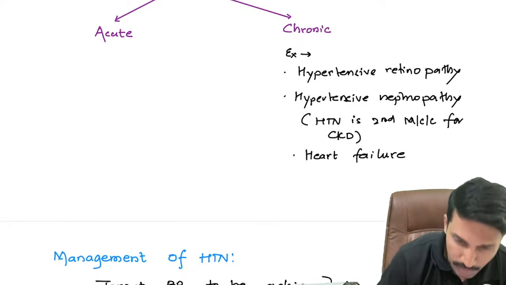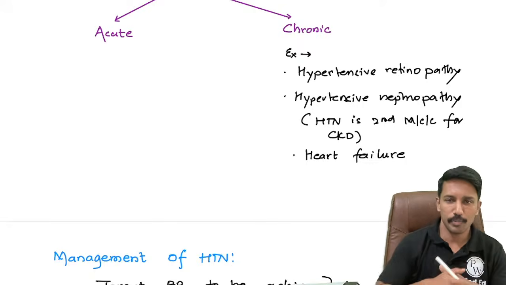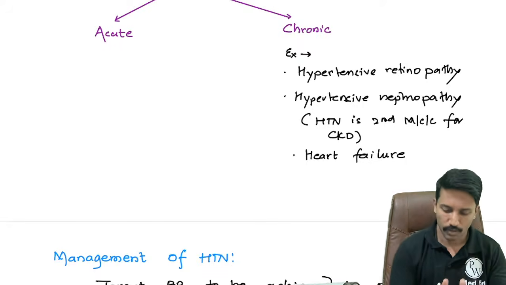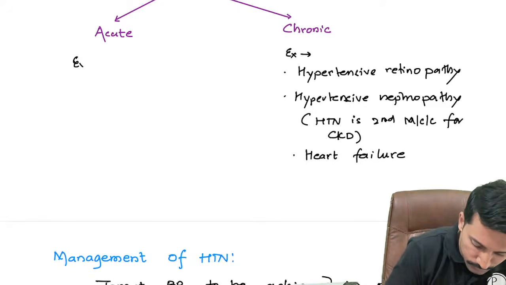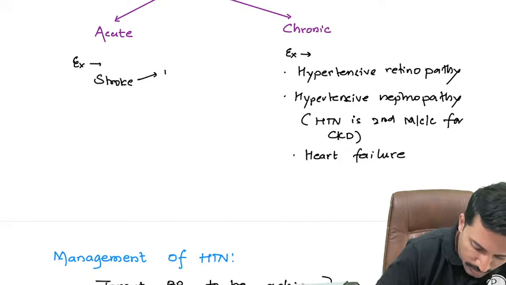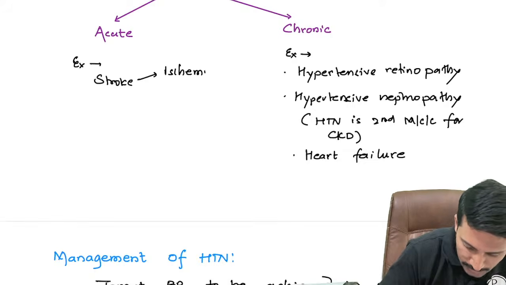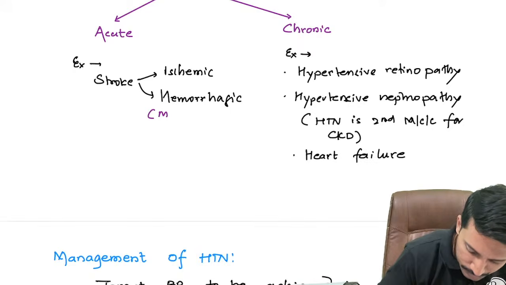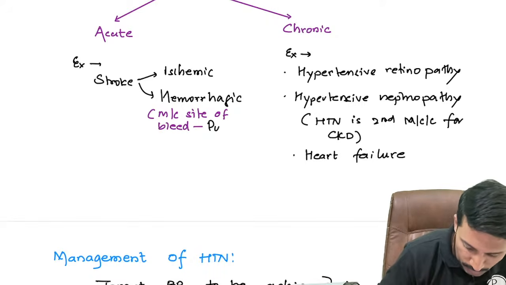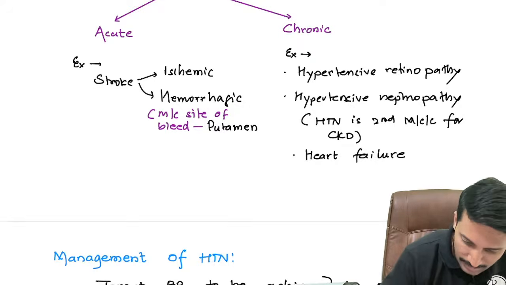Why does hypertension cause heart failure? Because of the left ventricular hypertrophy. Chronic heart failure. Okay. What acute complications can I expect? Number 1, hypertension can lead to stroke. The stroke can be ischemic as well as hemorrhagic. So when you're writing hemorrhagic stroke, I want you to write that the most common site of hypertensive bleed is going to be the putamen, which is part of your basal ganglia.